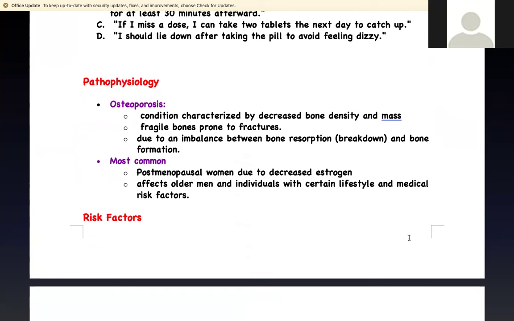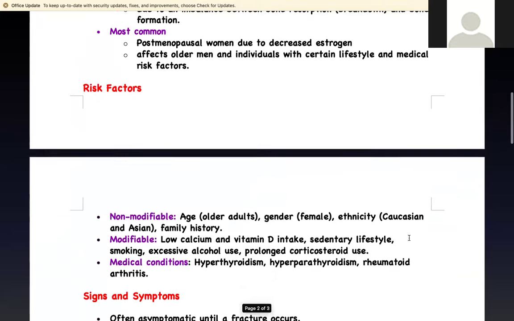The most common cause is found in postmenopausal people because of lack of estrogen, but men too can get it if they have other conditions, lifestyle changes, and medical history. The risk factors are straightforward.